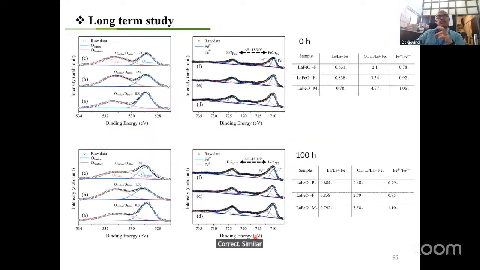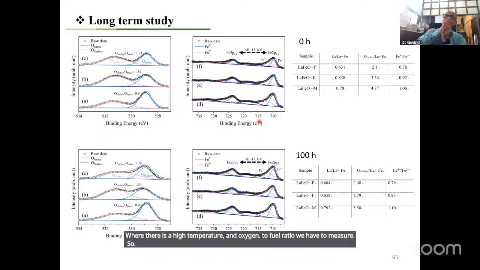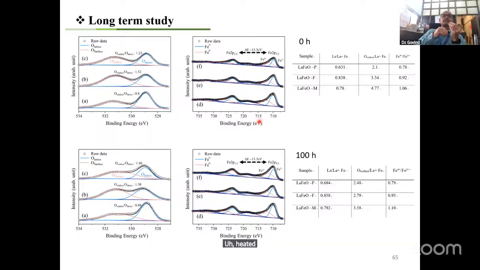Similarly, for the same sample, we want to see how much change occurs when it is exposed for 100 hours. You know, these oxygen sensors are typically used in the automotive sector where the exhaust comes out, or in a gas turbine where there is high temperature and we have to measure the oxygen to fuel ratio. So we have to see how much change occurs at the surface when we heat, or when we sense, for 100 hours at 650 degrees Celsius.